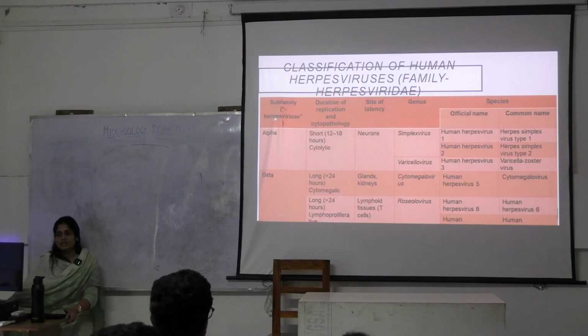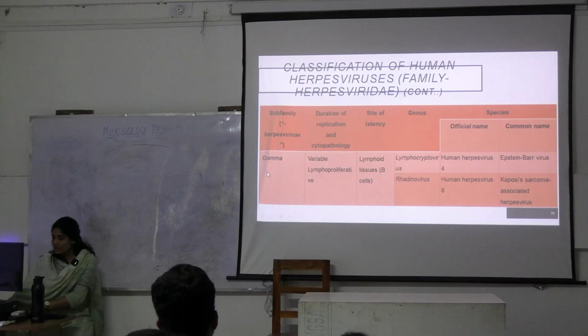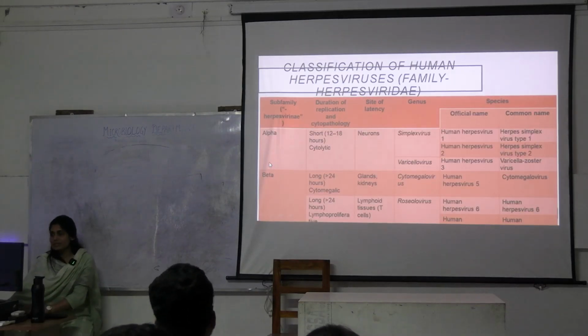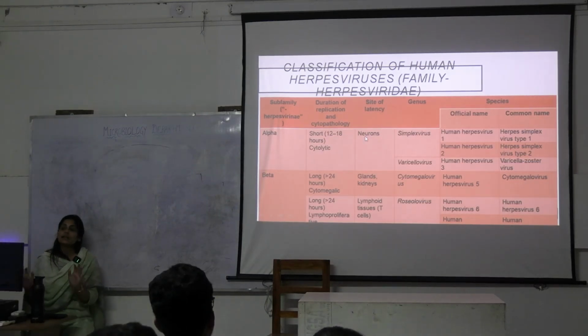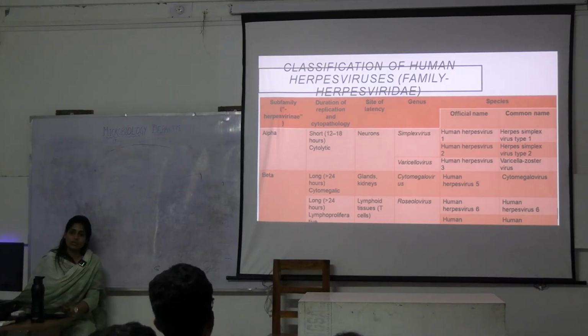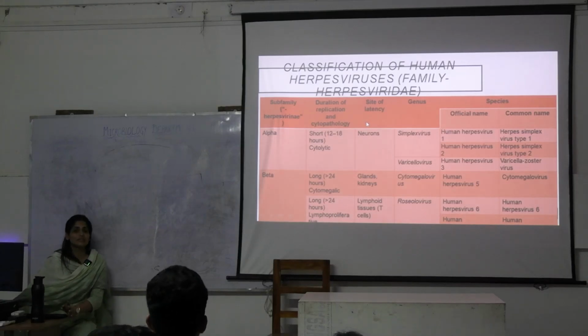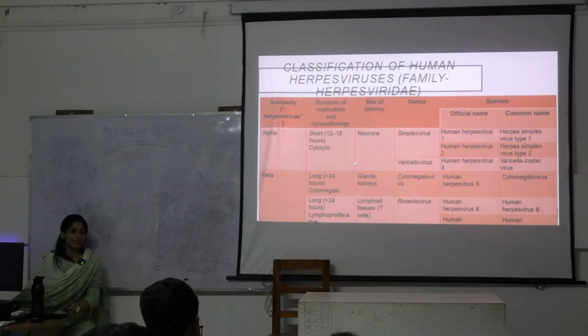These herpes viruses are described in 3 subfamilies, alpha, beta and gamma. These subfamilies are based on the site of latency of this virus. Latency means this virus goes and sits latent in certain parts of the body without undergoing replication. So they are in the state of dormancy. They are not undergoing any replication, but they are also not causing any active disease. So wherever they are causing this latency, you will describe them based on that, and duration of replication and cytopathology.